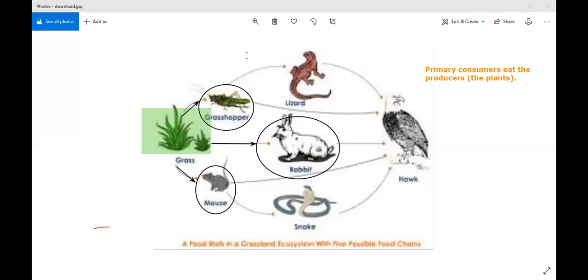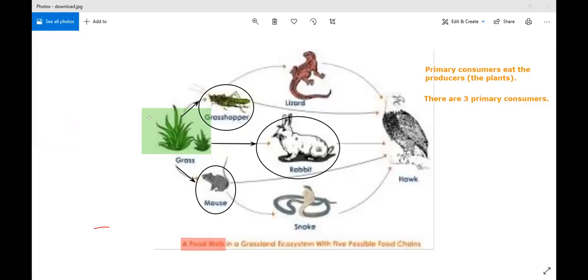So how many primary consumers are in this food web? 3. There are 3 primary consumers. Excellent. When there is more than 1 primary consumer, we say that this is a food web and not a food chain. In a food chain, we have 1 primary consumer, 1 secondary consumer, 1 tertiary consumer, and 1 apex predator.